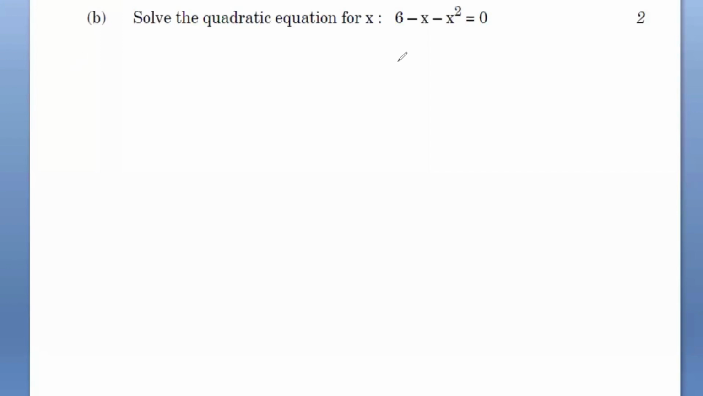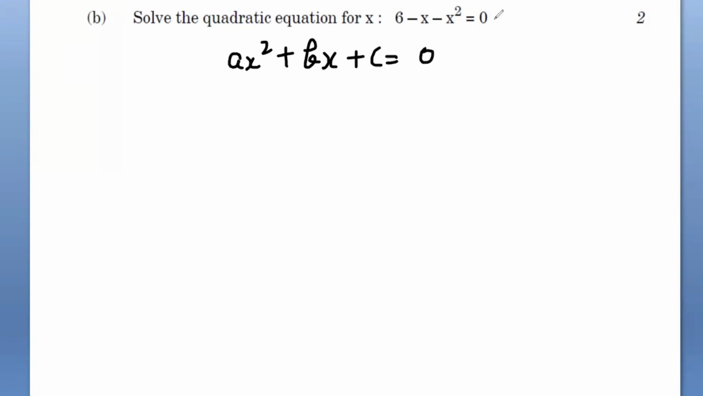Again, the question is solve the quadratic equation. I'm not going to solve it. I will just tell you one thing which you need to do before you start solving this kind of question. So here, if you see, I don't have the equation in the form ax squared plus bx plus c is equal to 0. So first of all, you have to rearrange it.